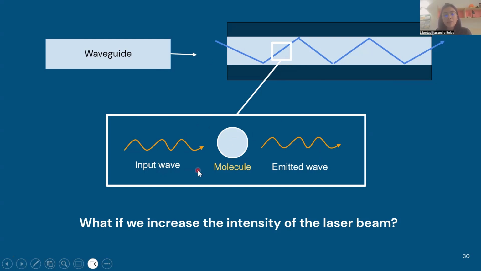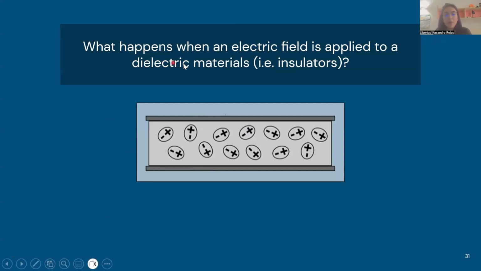What will happen? In order to answer that, I'll ask you to think about this. What happens when an electric field is applied to a dielectric material, such as an insulator? Here we have our dipoles, we have our dielectric material. What will happen to the charges here if we apply an electric field? The question is what happens when an electric field is applied to dielectric materials? So you induce an electric field by putting opposite charges on the two metals, right? In other words, I think the question can be rephrased as what happens to these charges when you apply an electric field?